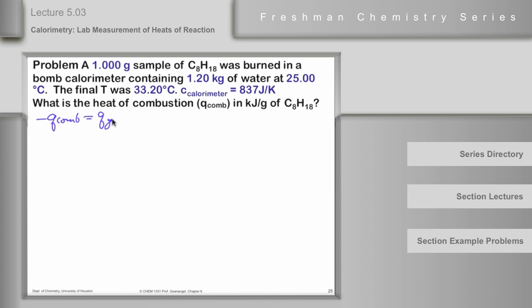Now, M of the water is 1.2 kilograms, which is 1,200 grams. Has to be in grams. And delta T is 33.2 minus 25. It's 8.20 kelvins. And that's for the calorimeter and the water, for both of them.